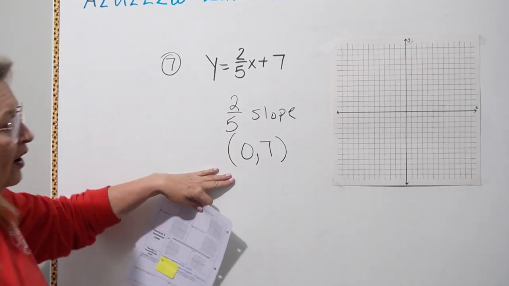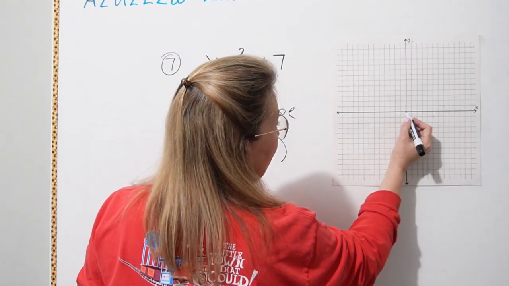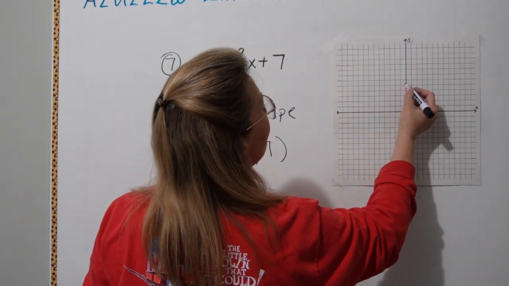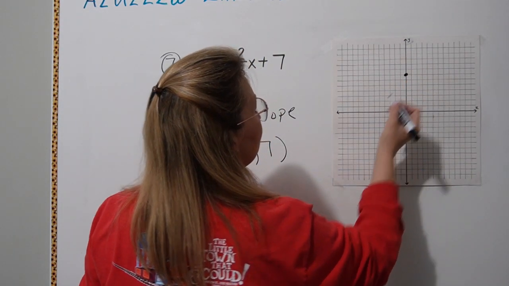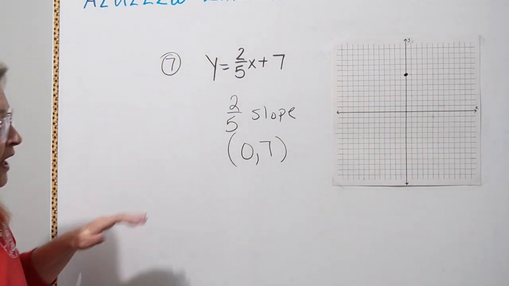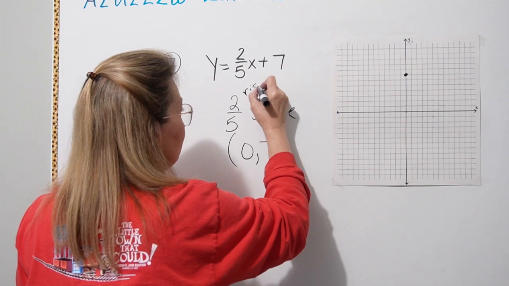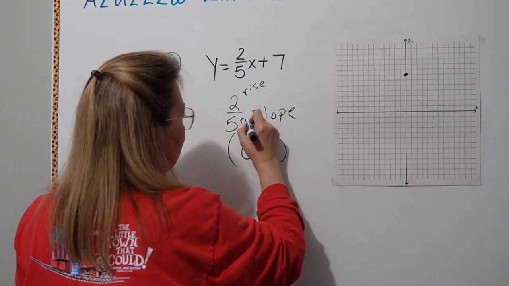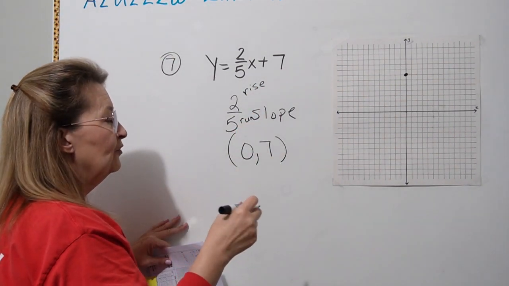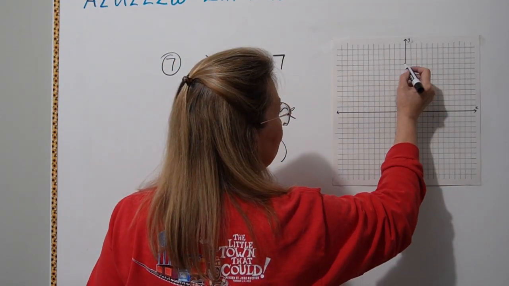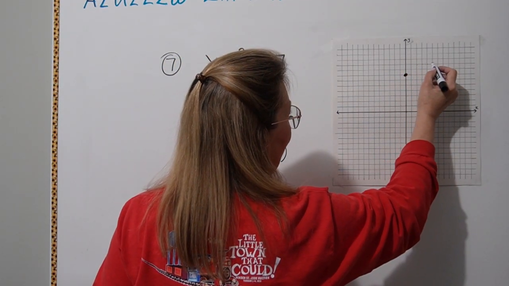So let's graph the y-intercept first. I'm going to go 0 to the right or left and up 7. 1, 2, 3, 4, 5, 6, 7. So that's right there. Now, my slope is 2/5. So my first number is my rise, my bottom number is my run, rise over run. So I would rise 2 and run 5. 1, 2, 1, 2, 3, 4, 5.